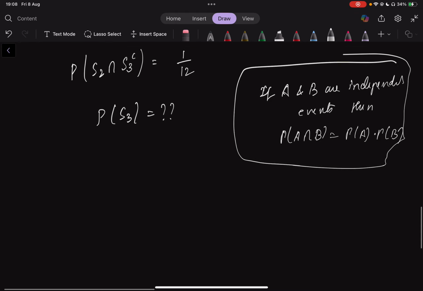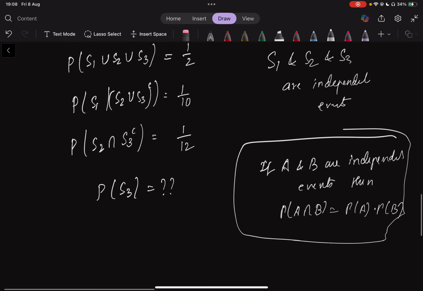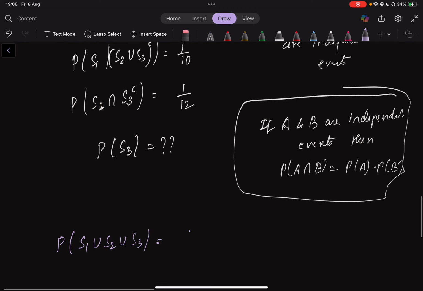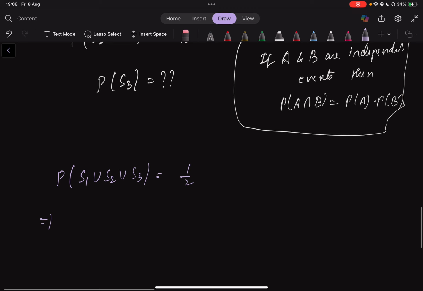So we can use this thing. If you can see, the probability that at least one of the students solves the problem is given to us as 1 by 2. So that means, using complementary counting, this is nothing but 1 minus the probability that none of the students are able to solve the problem.